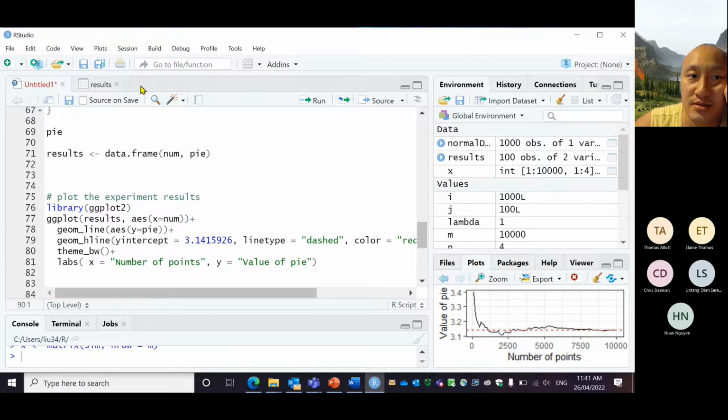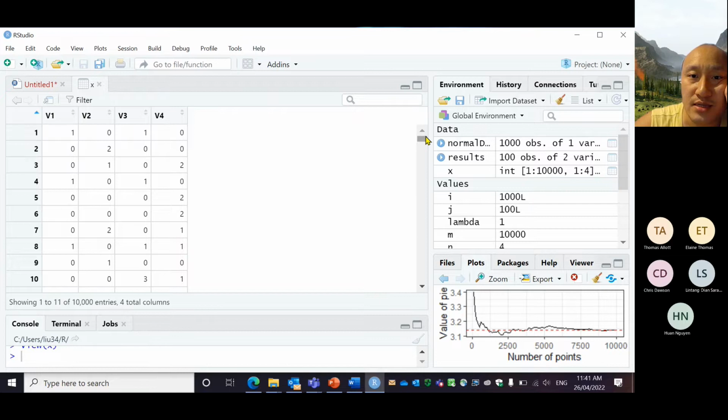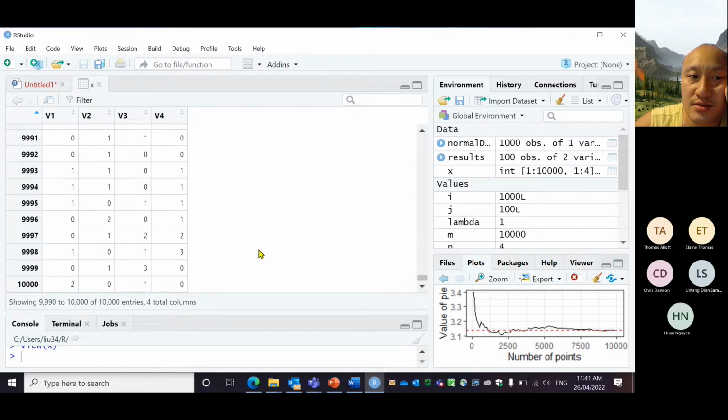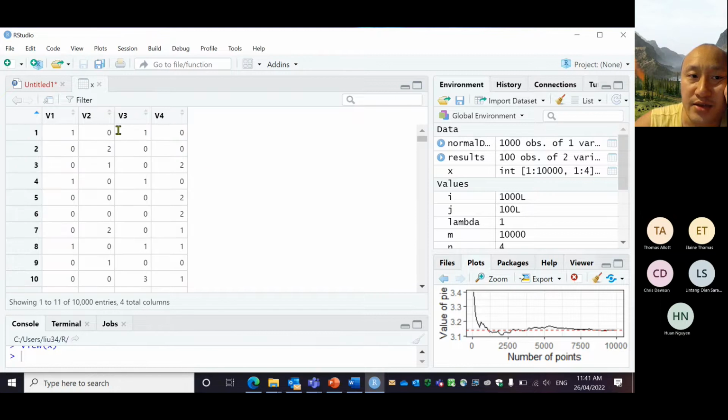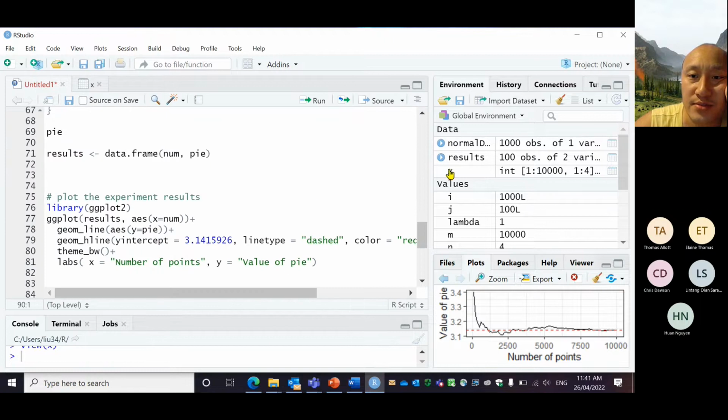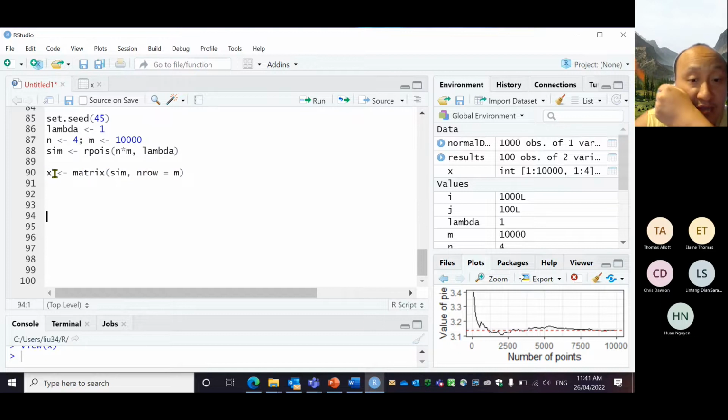It looks like a data set. We can double click and see what it looks like. Here we have 10,000 samples, and each sample has 4 values, 4 random draws. So in total, 40,000 random draws. Okay, it's a matrix. We call this X.